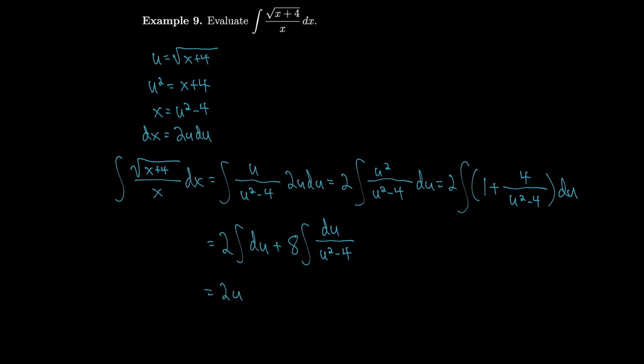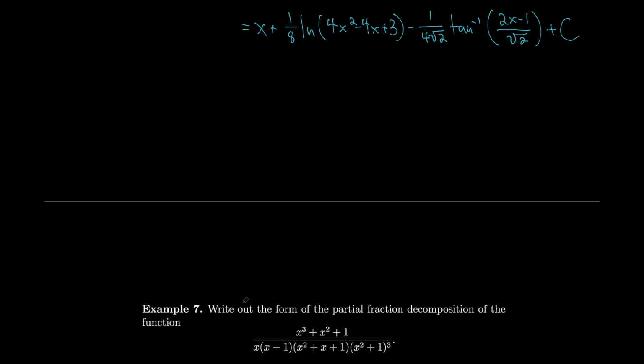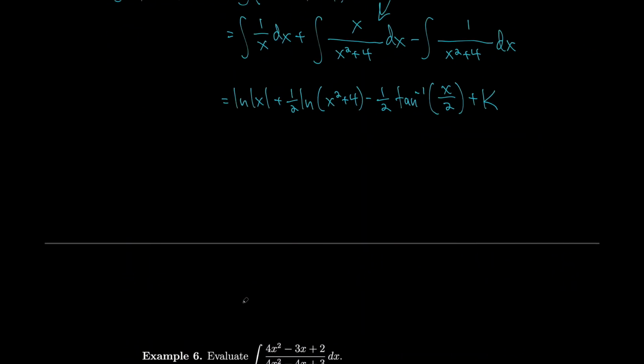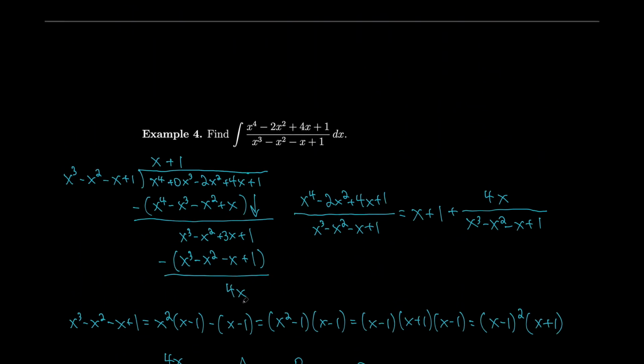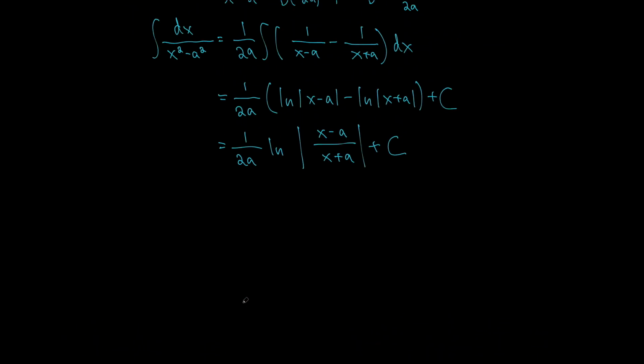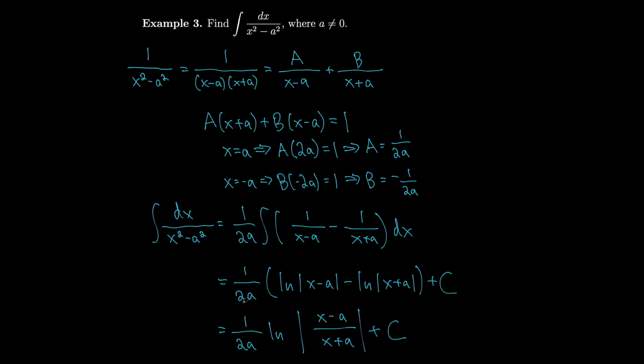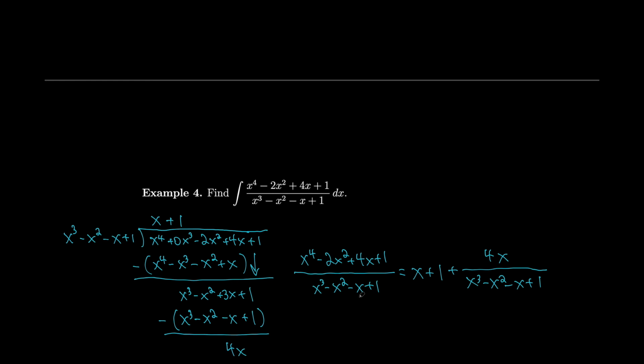The other one, I think we did. Let's go back really quick. Yes. Notice we figured out what the integral of 1 over x squared minus a squared is. So we can say what the integral of 1 over u squared minus 4 is. That's just if a is equal to 2. So that we solved and we saw it was equal to 1 over 2a ln of x minus a over x plus a. So it'll be 1 over 2 times ln of x minus 2 over x plus 2. So let's go back and plug that in.